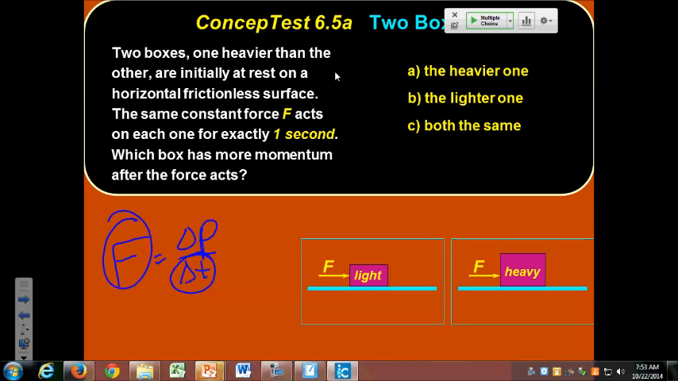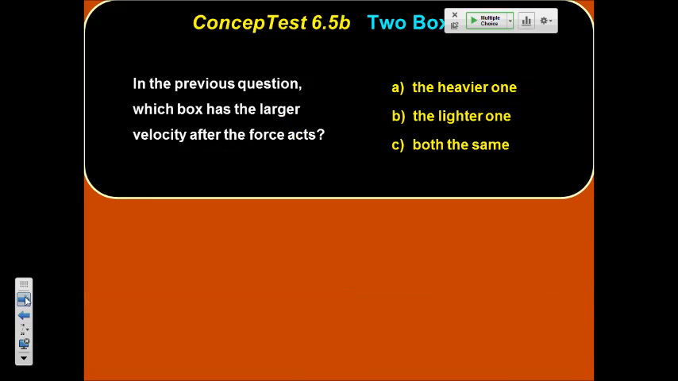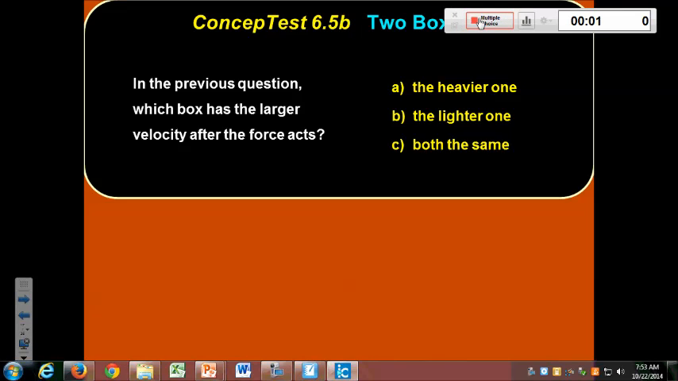Or you can also think about it as, p is equal to mv. They both have the same momentum, so the one with a smaller mass will have a larger velocity. Right, but if I have this force acting for the same amount of time, I'll see the same change in momentum. They're not going the same speed, but they have the same momentum. I think we already answered this, but which box has the larger velocity after the force acts?